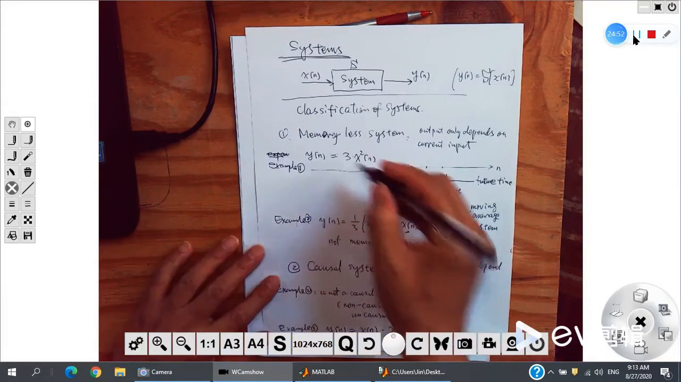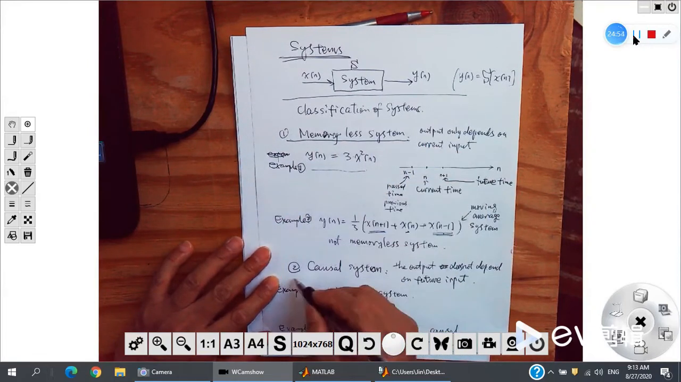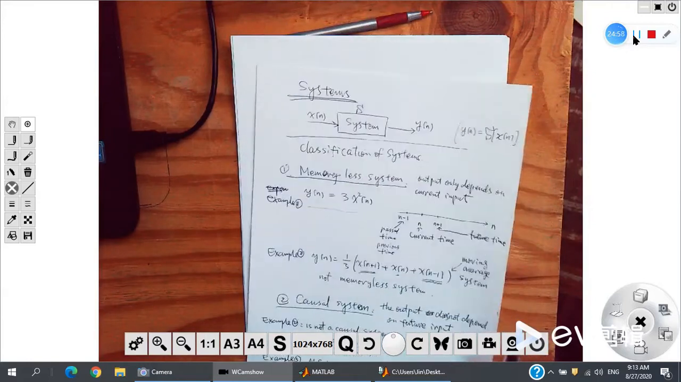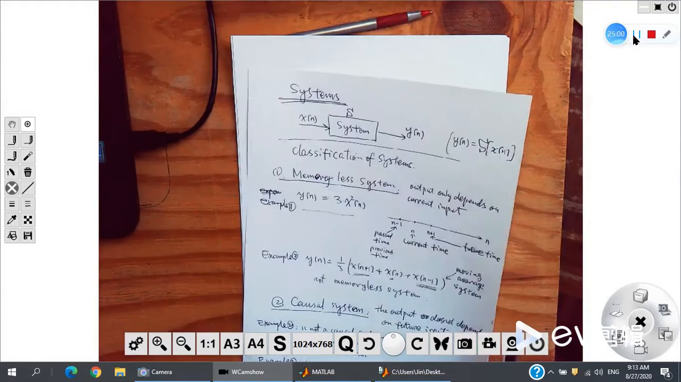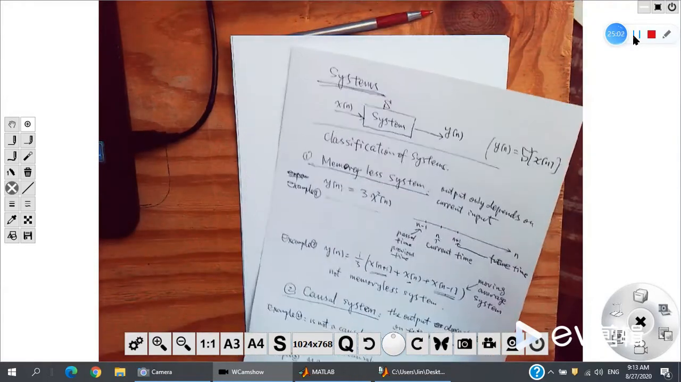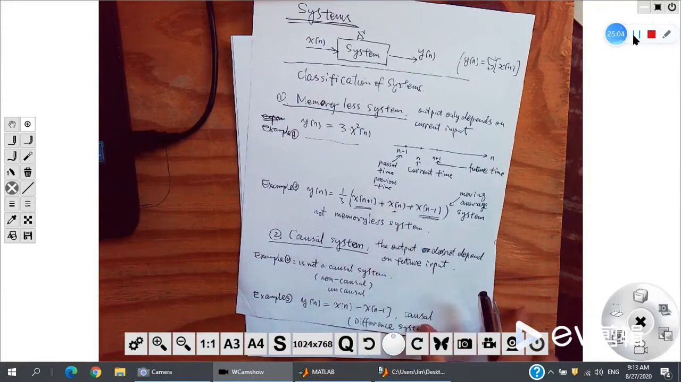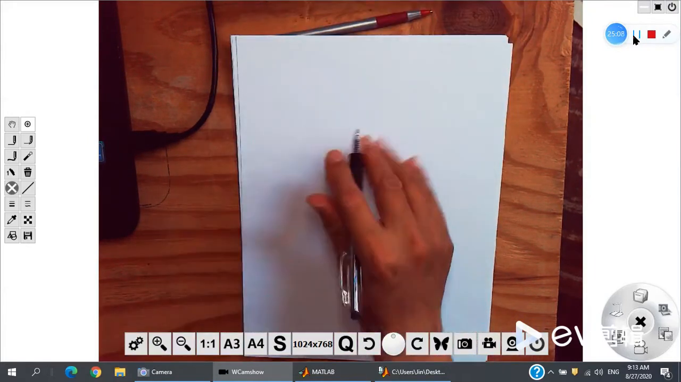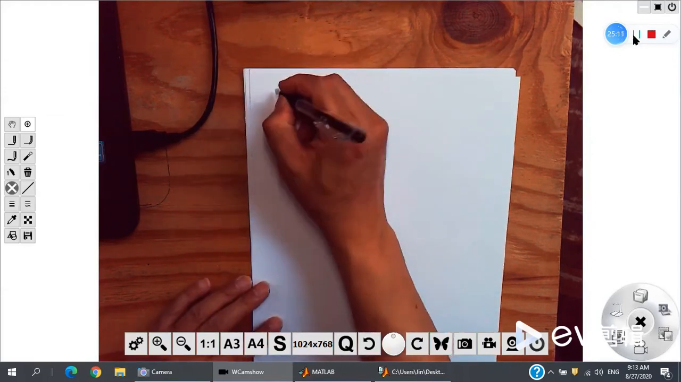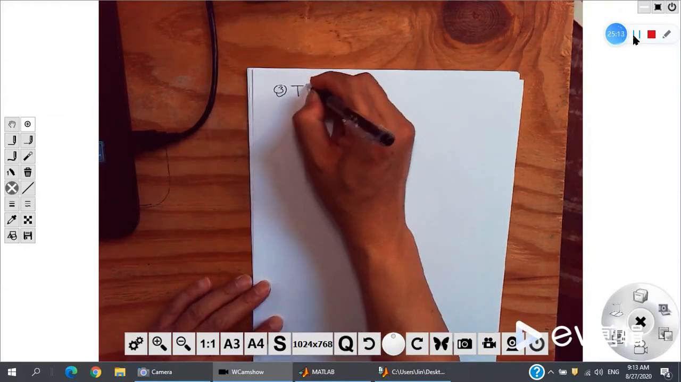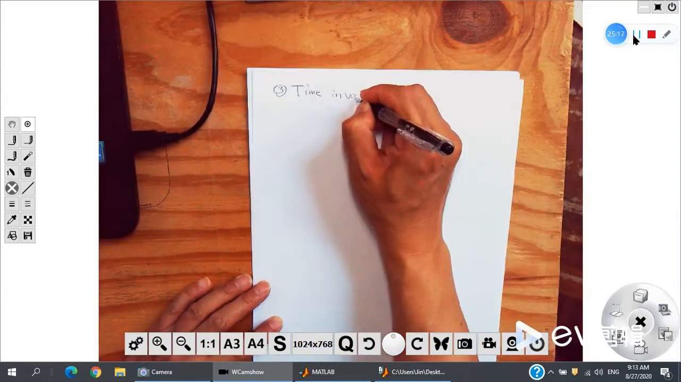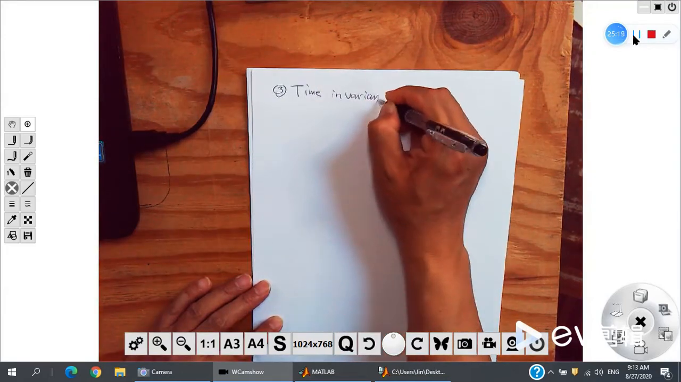We have causal system. And we also have, let me see, time invariant system. When time is changing, the system might also be changing. Time invariant system.